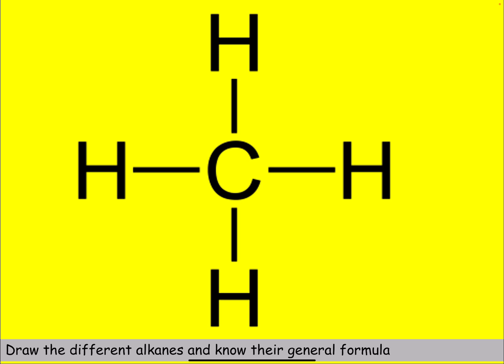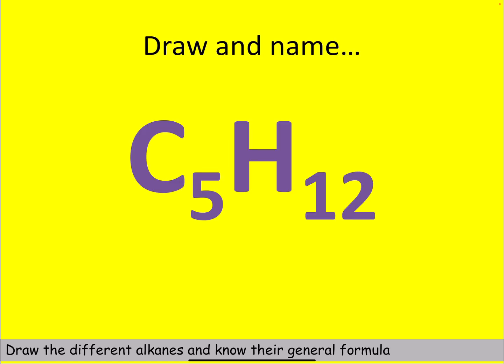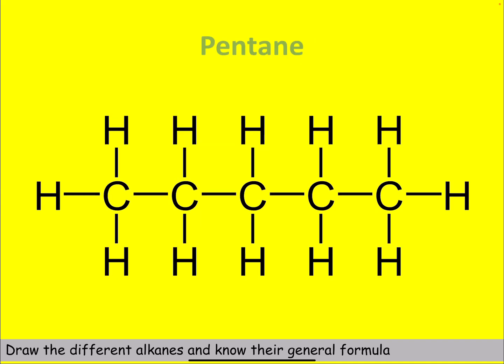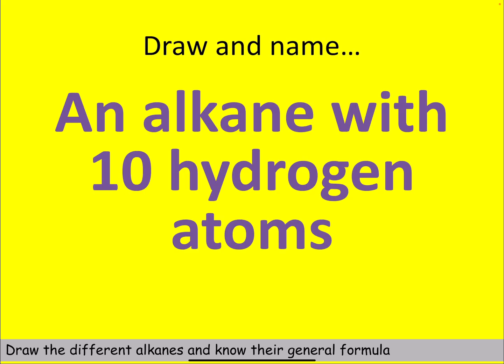So, what's this hydrocarbon called? Draw this one. And the name. Okay, this is clearly pentane. 5 carbons surrounded by 12 hydrogens. There you go, there's your pentane, surrounded by hydrogens. What about this one?